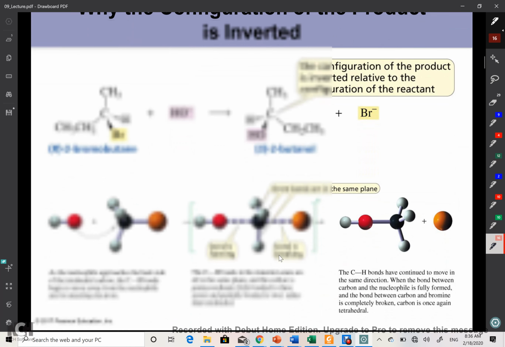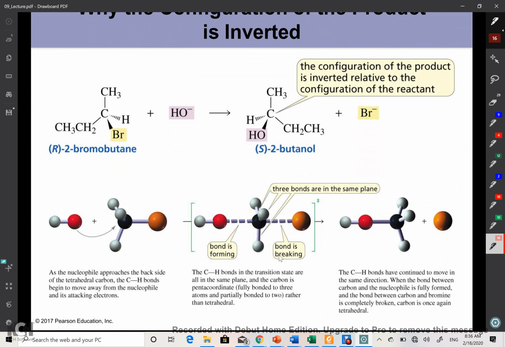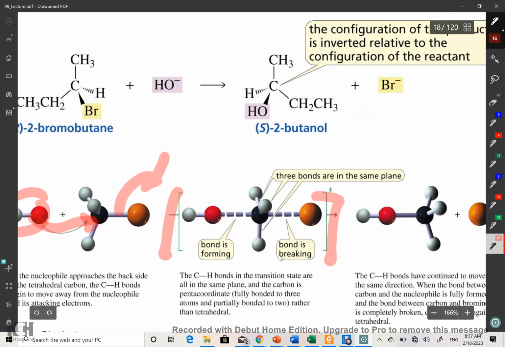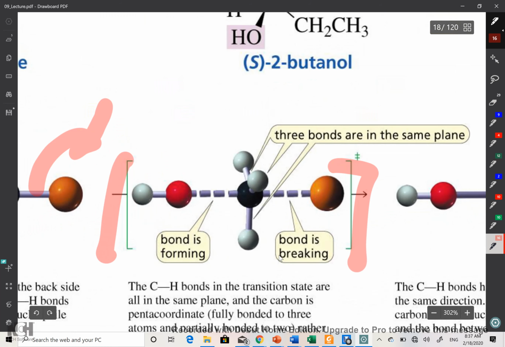Now let's talk about the inversion of configuration. Why do we have that inversion of configuration? When the incoming group, the nucleophile, attacks the carbon from the back, the leaving group is kicked out. So that's how the transition state looks like. That's our structure of the transition state. You have a bond formation happening here, and at the same time a bond breaking happening here. And so you can see how that inversion is taking place.